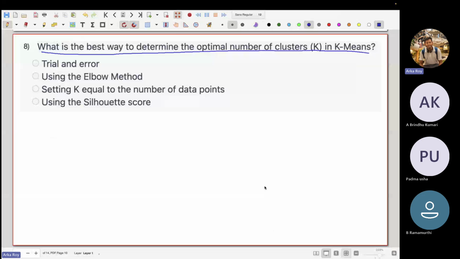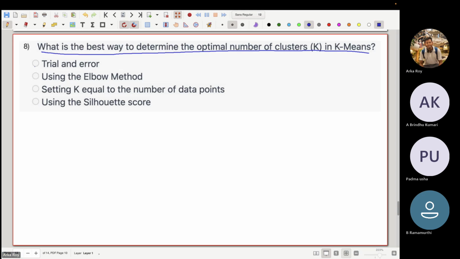Okay. So what is the best way to determine the optimal number of clusters? If you see these options, in the first case they have written trial and error. Trial and error could not be the solution. There has to be some finite way, because if it is trial and error, you can start with any arbitrary k, and you can experiment with any arbitrary range of k values. So that is not the correct answer.